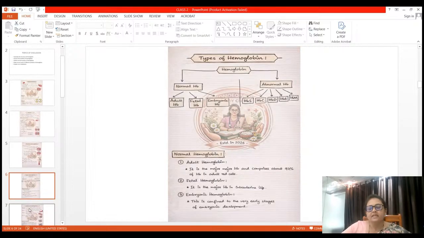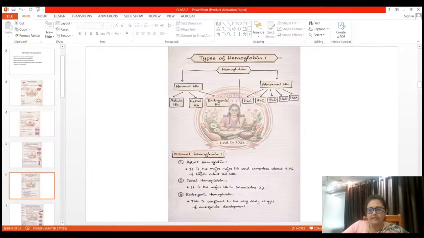Okay, next, types of hemoglobin. There are 2 types of hemoglobin: normal, abnormal. So normal hemoglobin: adult hemoglobin, fetal hemoglobin, embryonic hemoglobin. Abnormal hemoglobins are hemoglobin S, hemoglobin C, hemoglobin D, hemoglobin E, and hemoglobin M. These variations are based on the positioning of amino acid. So first we will study normal hemoglobin.